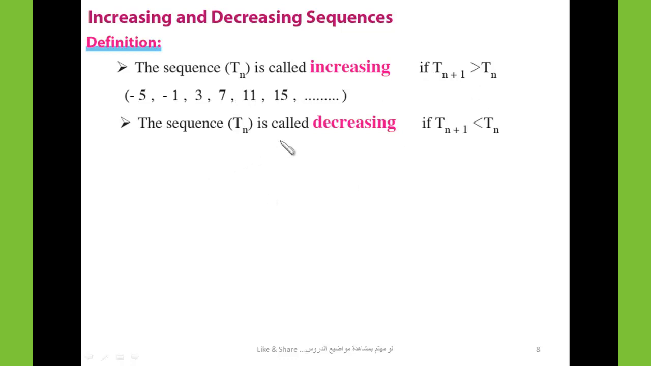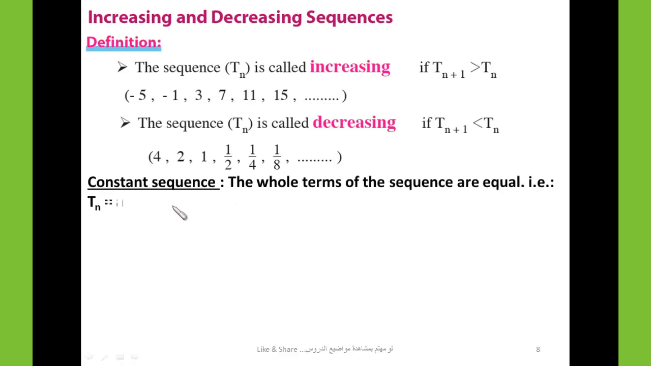The sequence Tn is called decreasing if Tn plus 1 is less than Tn. Example: 4, 2, 1. It is a decreasing sequence. And we have the constant sequence. What is the definition of the constant sequence? In the constant sequence, all the terms of the sequence are equal. Like this: Tn equals 3, 3, 3, or 2, 2, 2, and so on. This is a constant sequence. Always Tn plus 1 equals Tn.